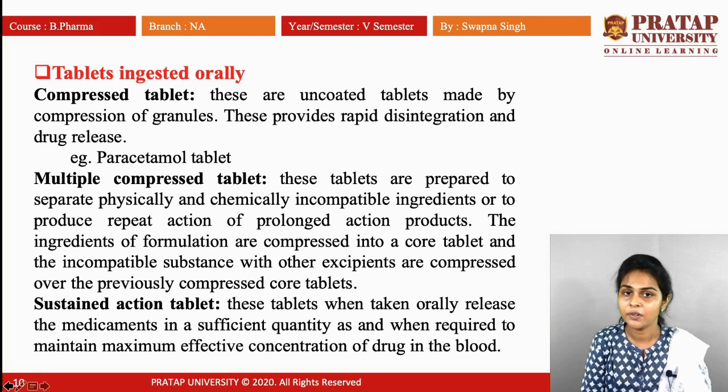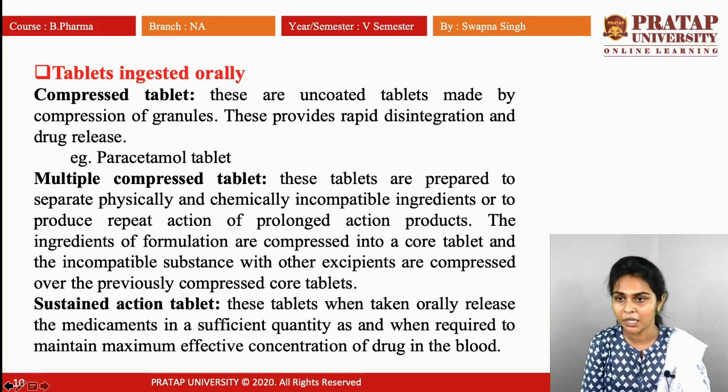This provides rapid disintegration and drug release. For example, simple paracetamol tablet. Next is multiple compressed tablet. These tablets are prepared to separate physically and chemically incompatible ingredients or to produce repeat action or prolonged action products. The ingredients of the formulation are compressed into a core tablet, and the incompatible substance with other excipients are compressed over the previously compressed core tablets.